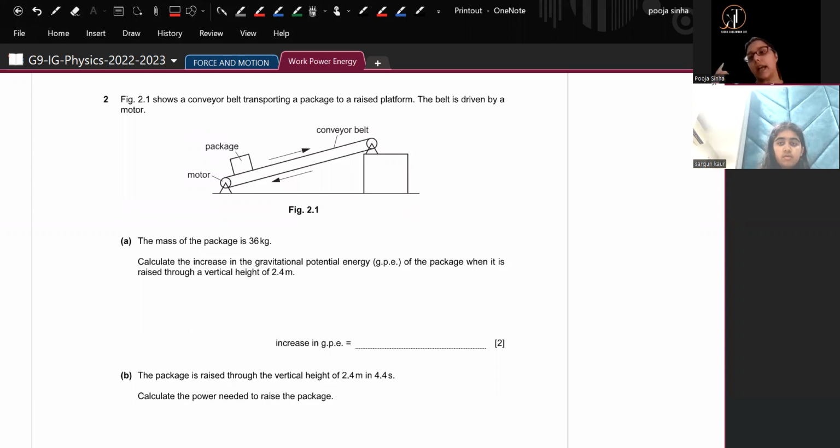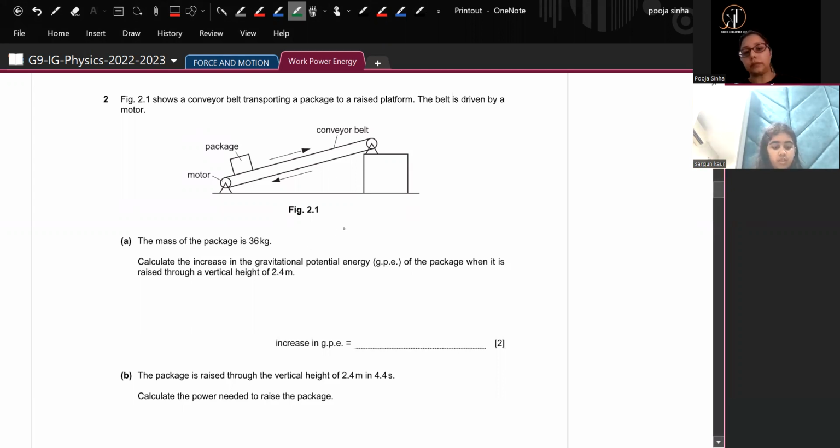Okay. So when you gain height, it is gravitational potential energy, right? What is the formula? mgh. So GPE is equal to mgh. How much is m? M is 36. How much is g? 10. How much is h? 2.4. Can we find out mgh?